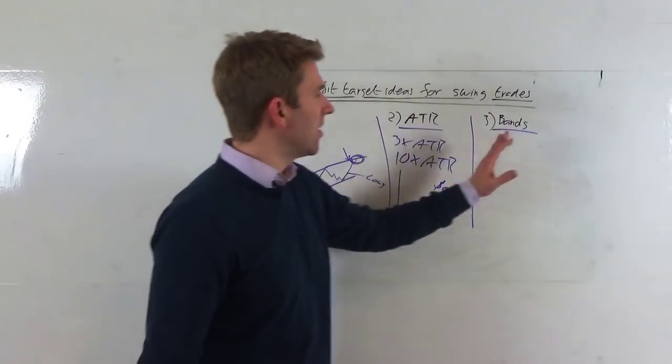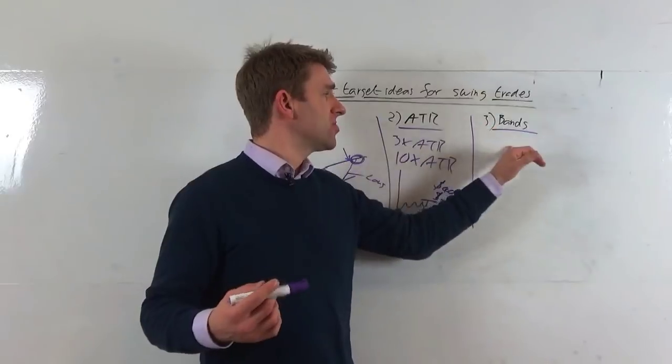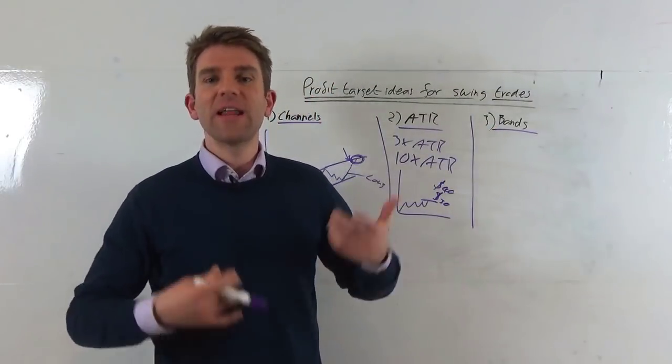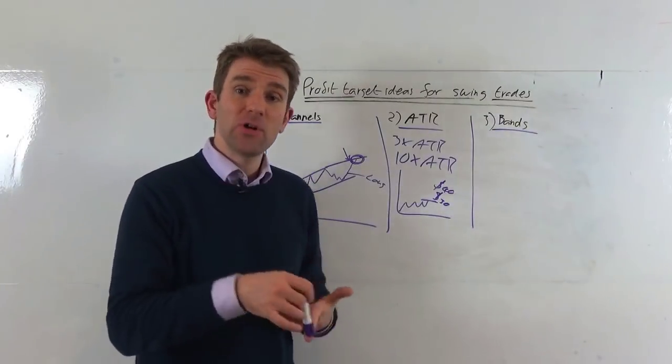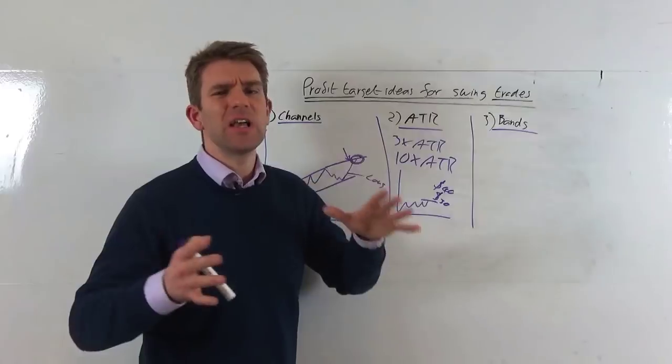All right, final one we've got for you is bands. So what do I just put bands on there? Because I think Bollinger Bands are obviously the ones that get all the credit. Everyone talks about Bollinger Bands. Keltner channels are very, very similar. They're not actually called a band, they're called a channel, but they're very similar.